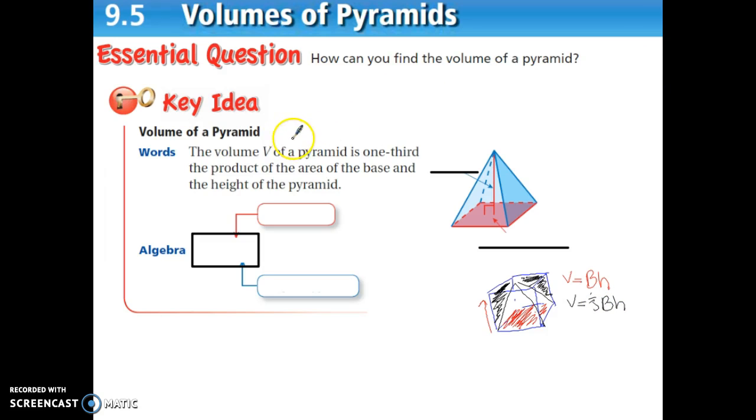So reading our words, the volume V of a pyramid is 1/3 of the product, which means we're multiplying, of the area of the base, that's our capital B, and the height, which is h, of the pyramid. So your formula then is volume equals 1/3 B, where B is the area of the base, times h, which is the height of the pyramid.